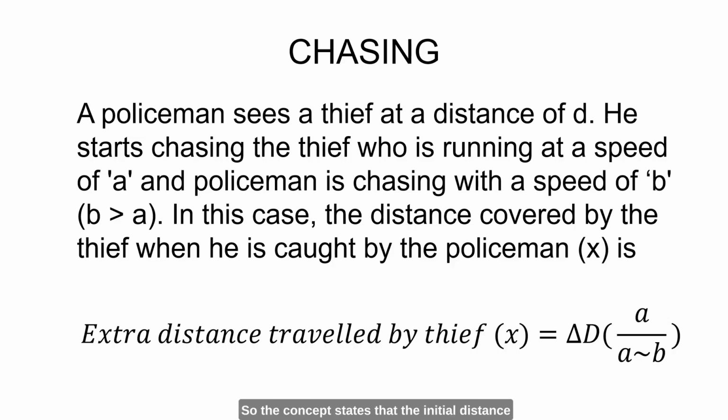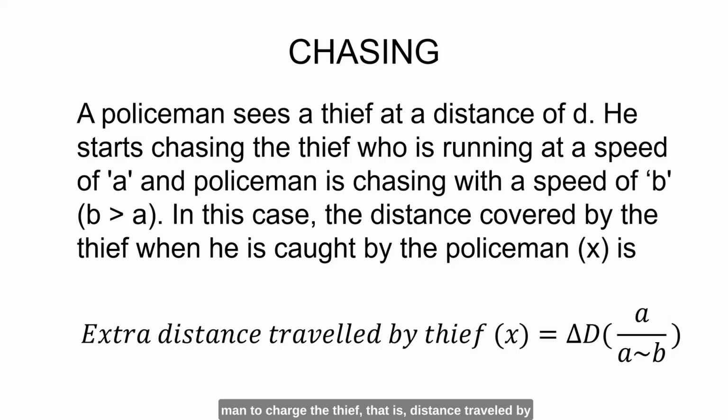So the concept states that the initial distance between thief and the policeman is d. Let a be the speed of the thief and b be the speed of the policeman. So this concept is about policeman catching the thief. Therefore, it is a must that speed of the policeman should always be greater than speed of the thief, that is b greater than a. In such case, policeman catching the thief is inevitable. We need to find the distance traveled by the policeman to catch the thief.